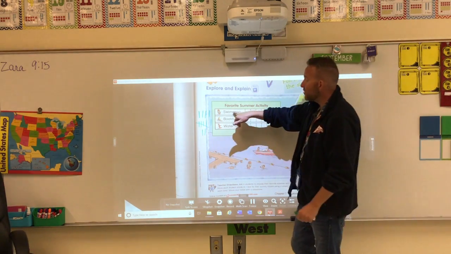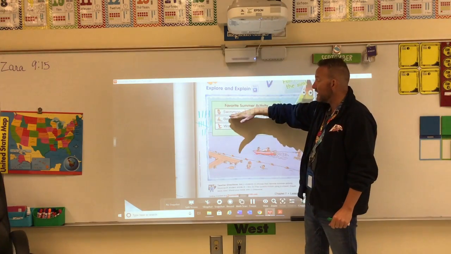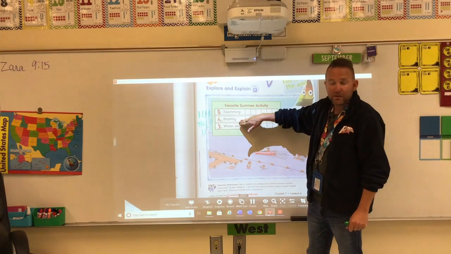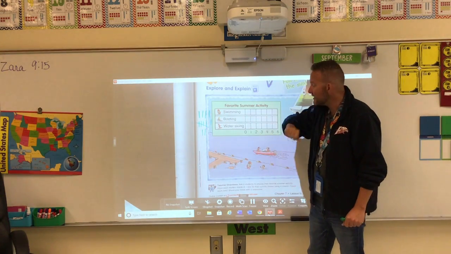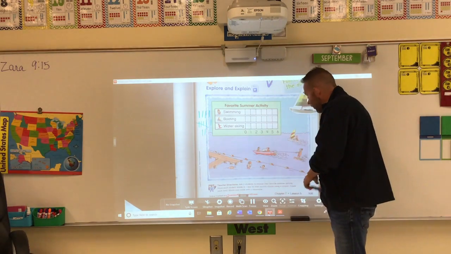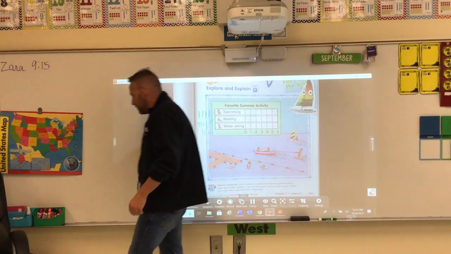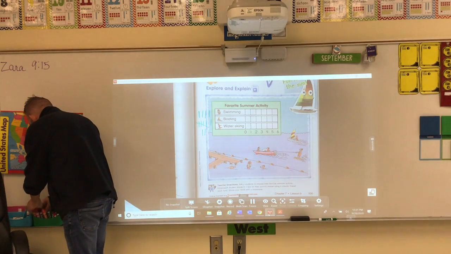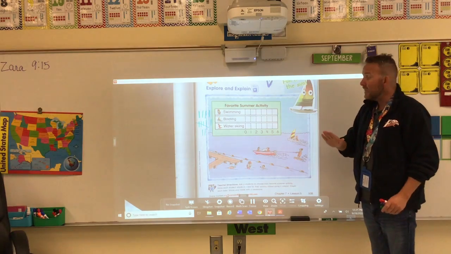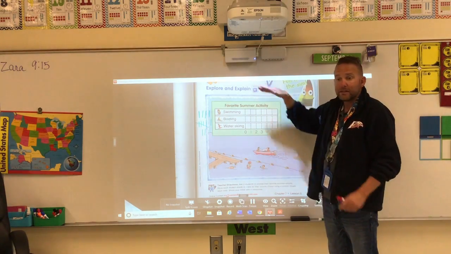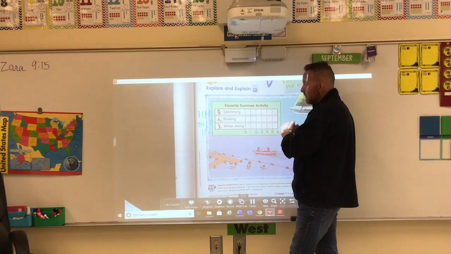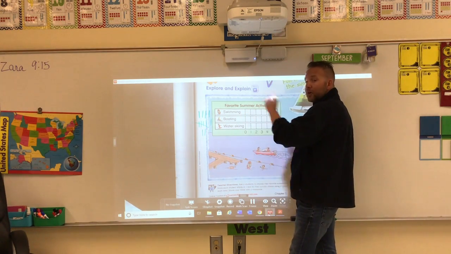I used tallies to represent how many people like swimming, which is how many? 4. How many people like boating? 6. And how many people liked water skiing? 2. Now, I need to color in my bar graph. Now, my bar graph, this one is going from left to right, horizontal. Some bar graphs will go from the top to the bottom, okay? But I always start from the left, okay? So it's 1 square per tally.